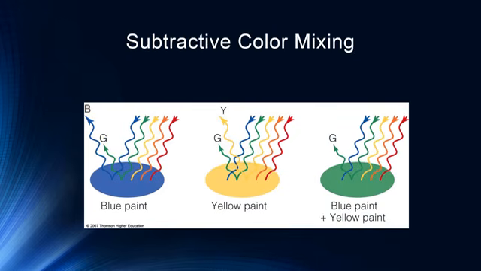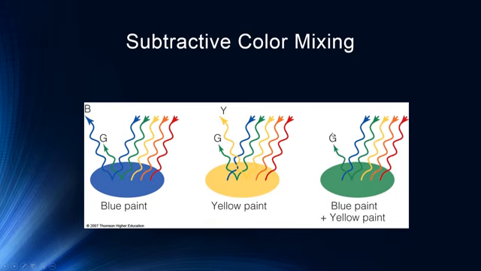So we might have blue paint that's reflecting mostly blue light. We have yellow paint that's reflecting back mostly yellow light, maybe with a little bit of green. We mix those two together and the only thing that's being reflected back is green.